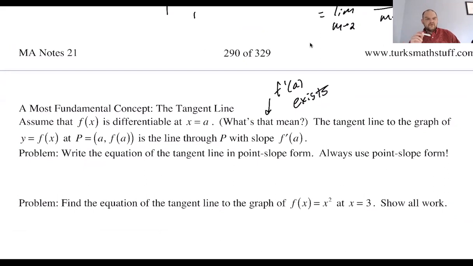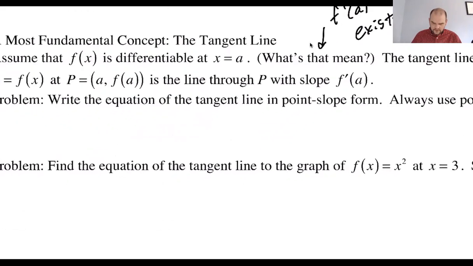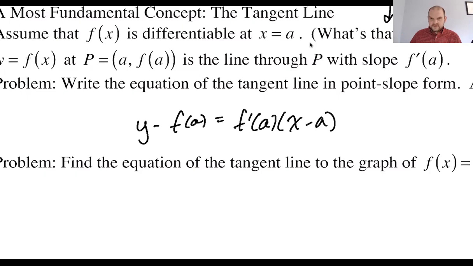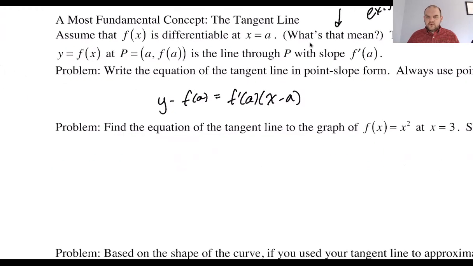The tangent line to the graph of y equals f of x at the point P, a comma f of a, is a line through P with the slope f prime of a. We already know that. Write the equation of the tangent line in point slope form. All right, so this is going to look weird. For our purposes, this is probably the only time you'll do this. So it's y minus the y value, which is f of a, equals the slope, which is f prime of a, times x minus a. That's it. That is your point slope form.